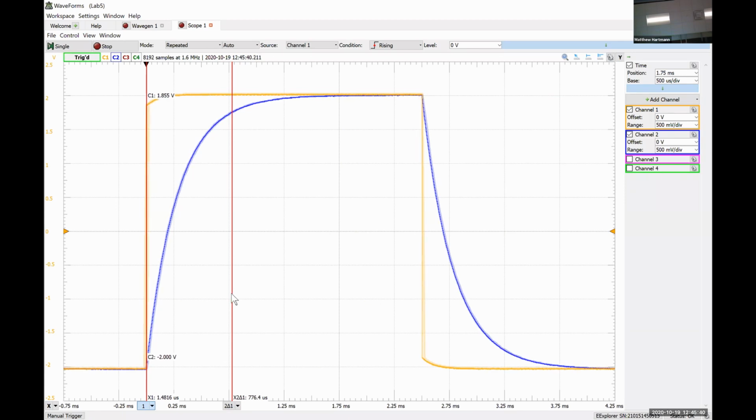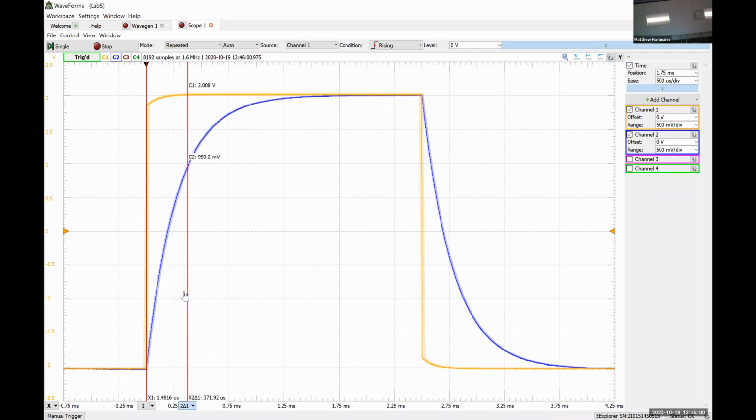And so what I'm looking for now, can you guys see where it says channel 1 and channel 2, and the voltages are kind of changing as I move my mouse to the left and the right? So what I'm looking for is for channel 2 to be exactly equal to 528.4 millivolts, or as close as I can get it. That's good enough for government work.